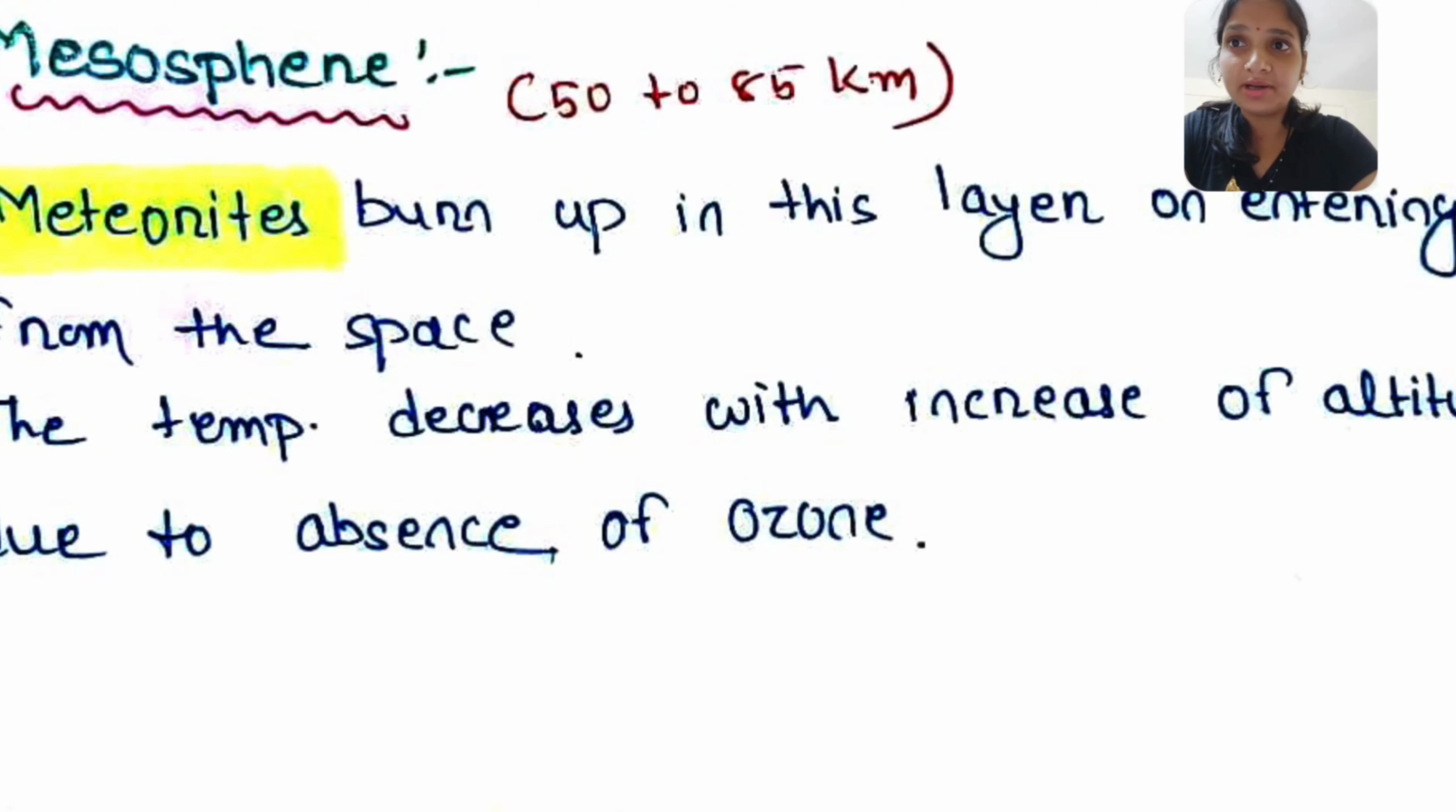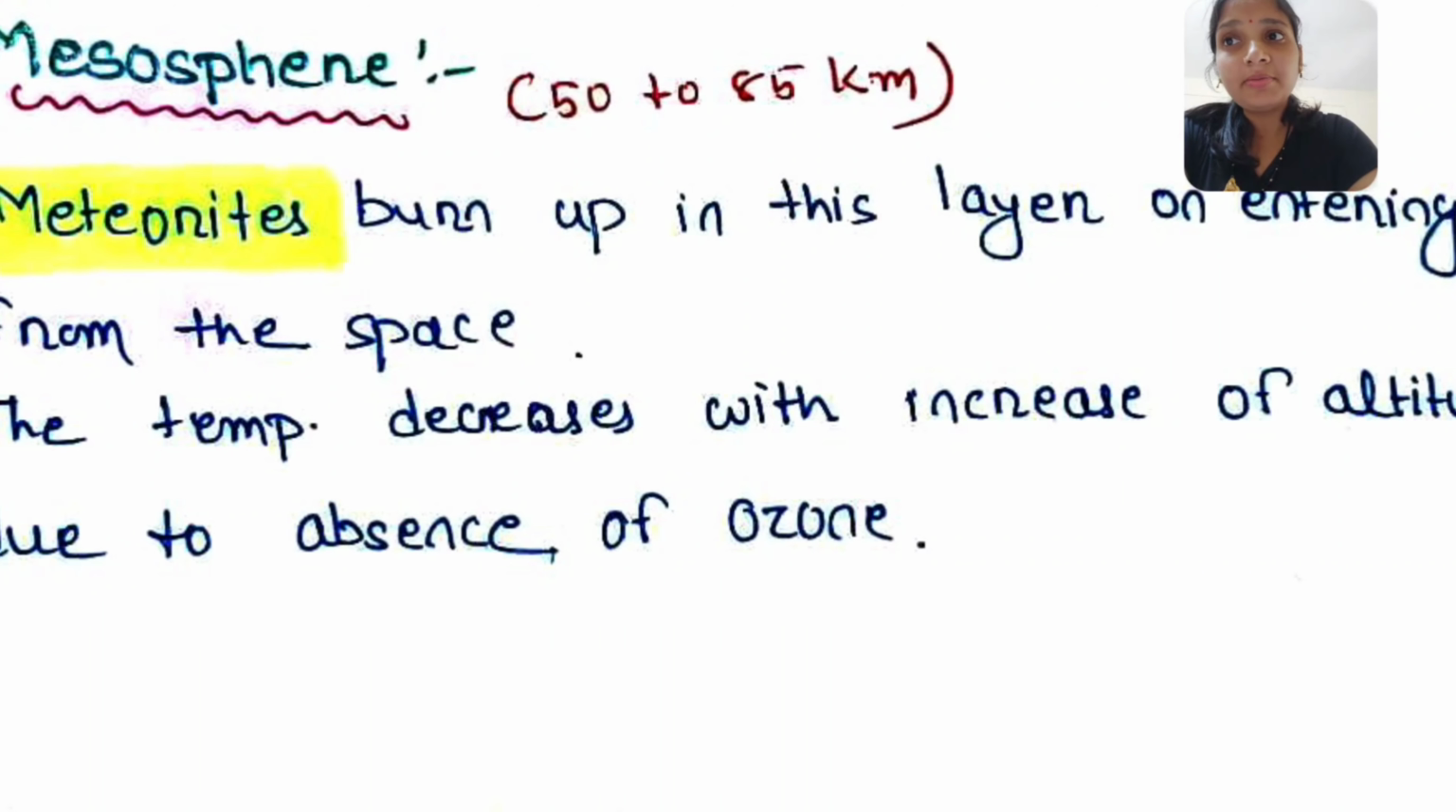Then comes the mesosphere level, which ranges from 50 to 85 kilometers. The meteoroids burn up in this layer while entering from space. We know sometimes meteoroids, which are celestial bodies, enter into our atmosphere as they are pulled by the gravity of the Earth, but while entering they burn up in the mesosphere level with the gases present in the mesosphere. So meteoroids burn up in the mesosphere level.